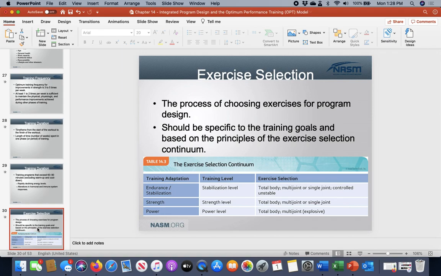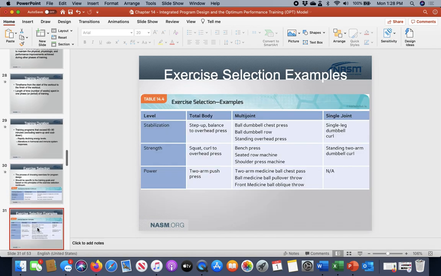Okay. And remember, the weight that you're using for power is not very, very high. Remember, 30 to 45%. So you should be able to explode and move with those weights very quickly. Okay. They give you some exercise selections here.